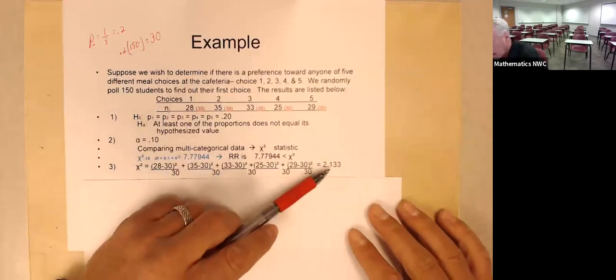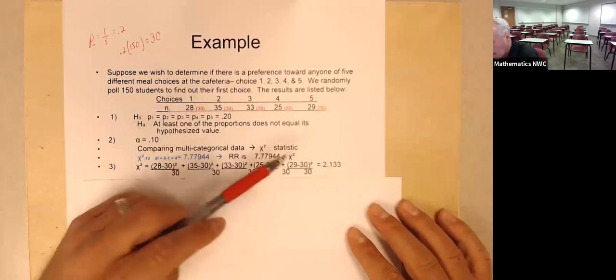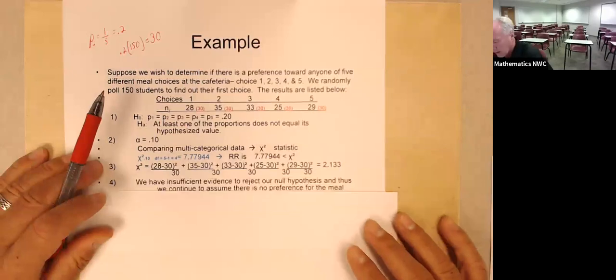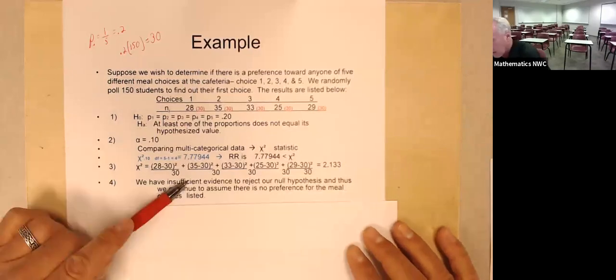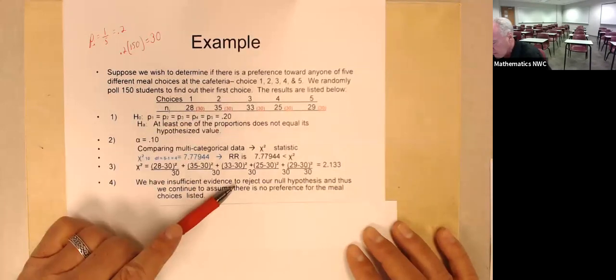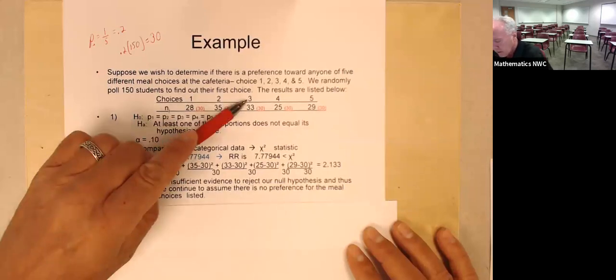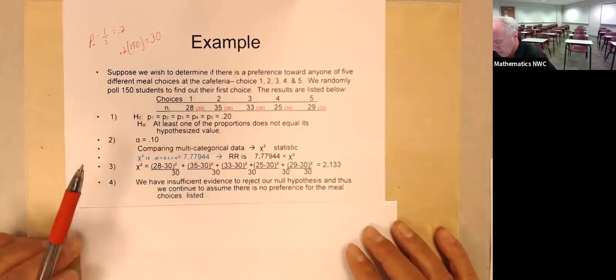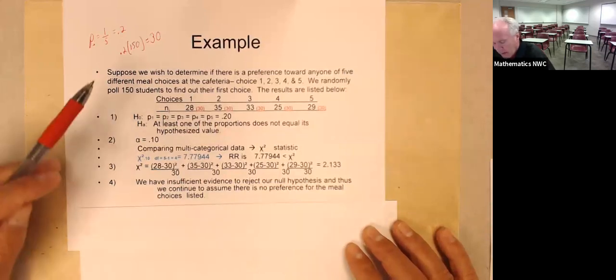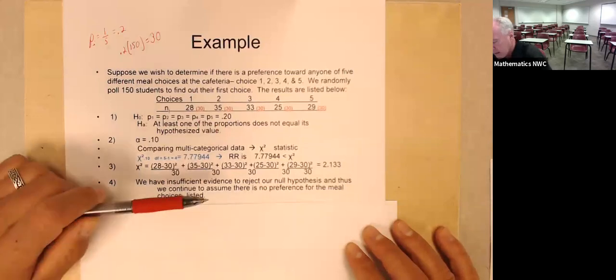It's not bigger than 7. It's not over our line in the sand. It's insufficient evidence. These are within reasonable variances. So I have insufficient evidence to reject my null. I thus continue to assume there's no preference for these 5 choices. No preference. Okay? Again, maybe pause it, rewind it, see if you could write these out.